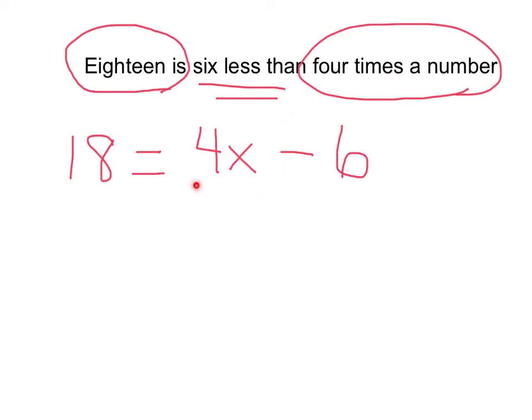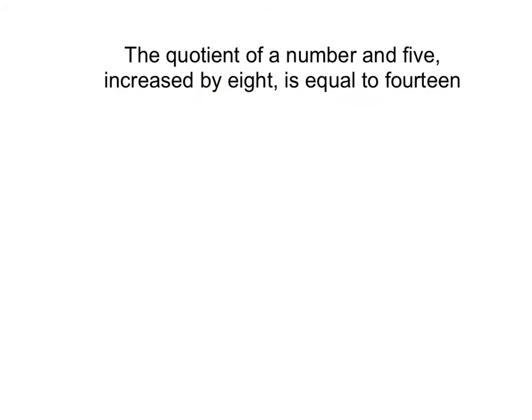I think you're going to find that the subtraction ones are definitely the most difficult, but they're definitely possible to be able to do. Okay, let's try another one. This one's going to be much more difficult. Here we have the quotient of a number and 5 increased by 8 is equal to 14.